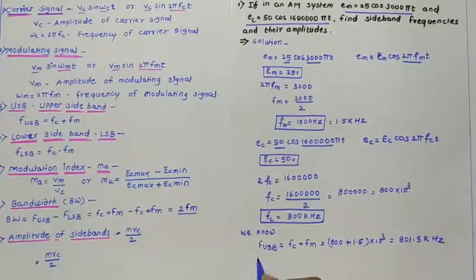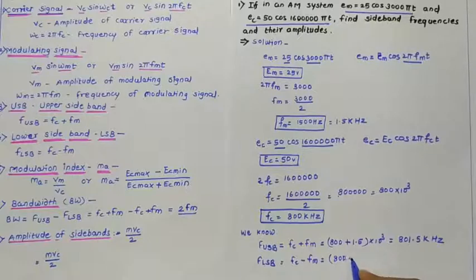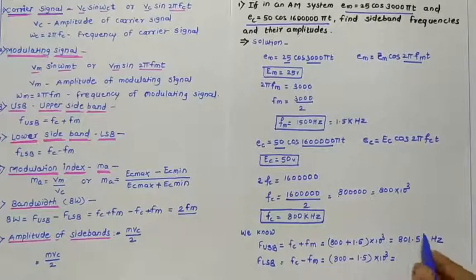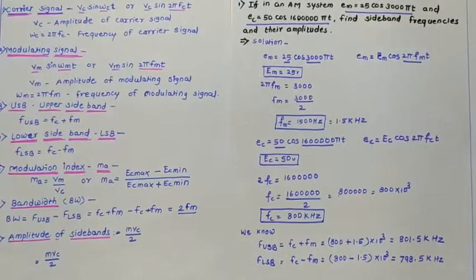Now what about F LSB? The lower sideband frequency is given by FC minus FM, and this FC minus FM is 800 minus 1.5, in terms of kilohertz. So we'll write here that the lower sideband frequency is 798.5 kilohertz, and it is always less than that of USB. Okay students, now we have to find out the amplitude of the sideband.